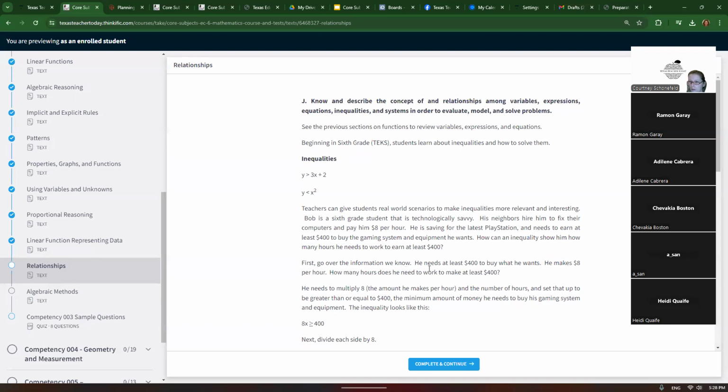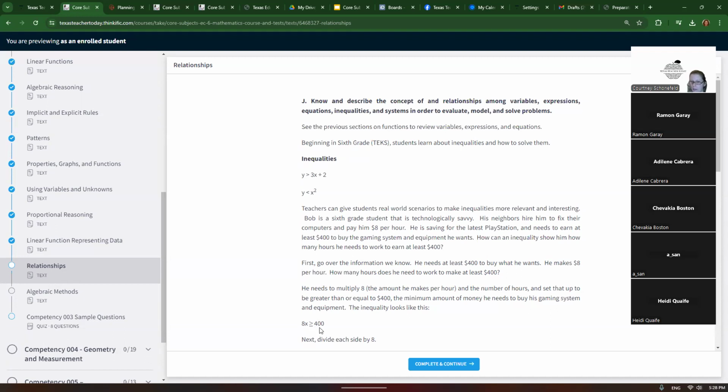First, go over what we know. He needs to earn at least $400 to buy what he wants. He makes $8 per hour. How many hours does he need to work to make at least $400? He needs to multiply 8, the amount of money he makes per hour, by the number of hours, and then set that up to be greater than or equal to $400, the minimum amount of money he needs for his gaming system. So it has to look like this.